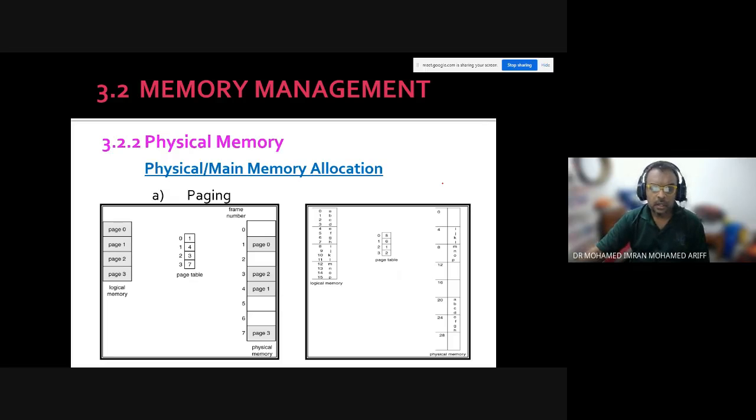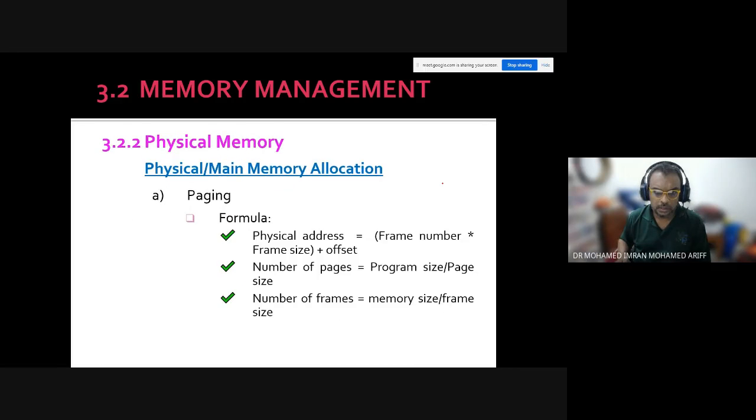Okay, right. So sebelum tu, remember this formula. Physical address bersamaan dengan frame number multiply by frame size plus offset. Number of pages bersamaan dengan program size divided by page size, and number of frames sama dengan memory size divided by frame size. Okay, this is the formula you need to remember.